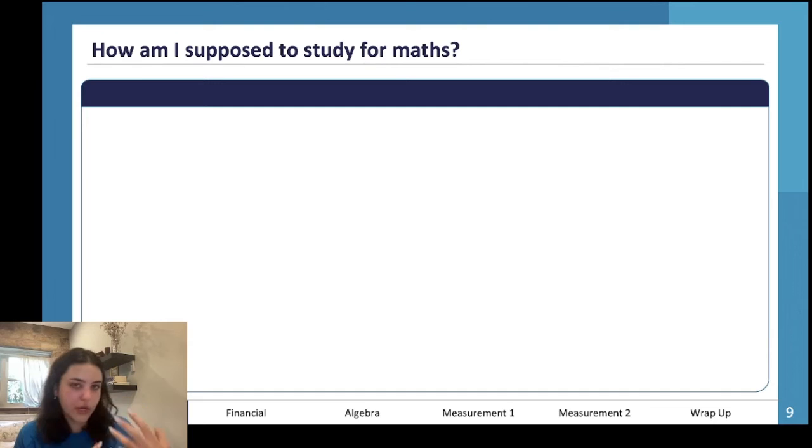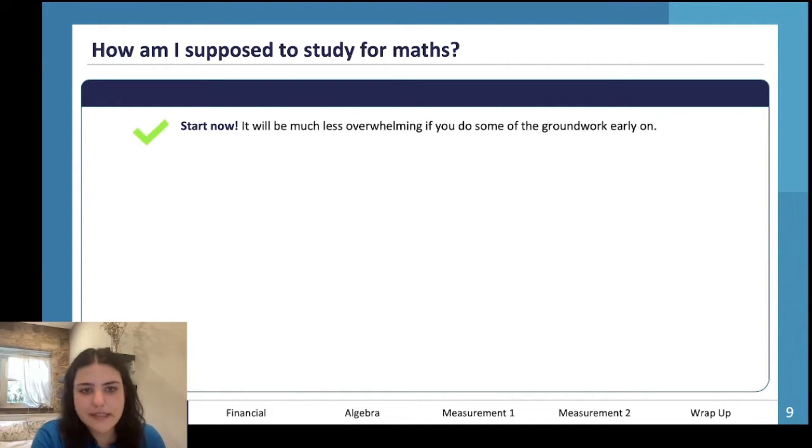So I want to give you guys some tips as to how you can study for maths, whether you have been a frequent studier from year 7 or from year 8 or 9 or 10 or whatever to now, or if you are not someone who's really been a big studier and you think that year 11 is going to be your first big jump into that. All right, so the first tip is to start now. It becomes much less overwhelming the earlier that you do some groundwork.